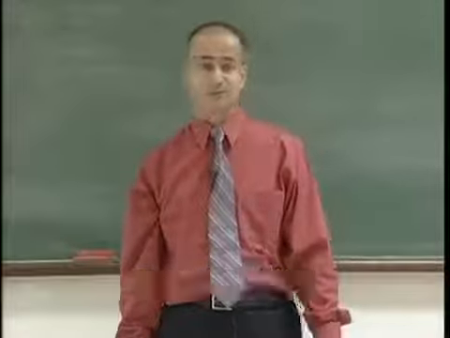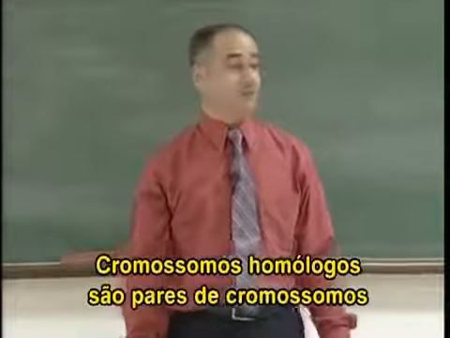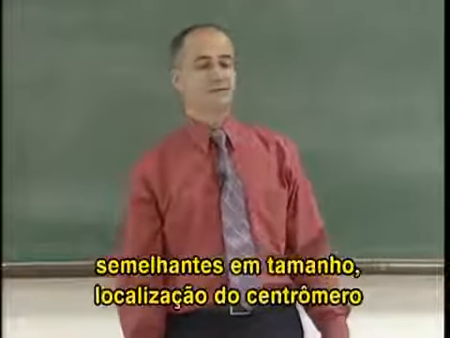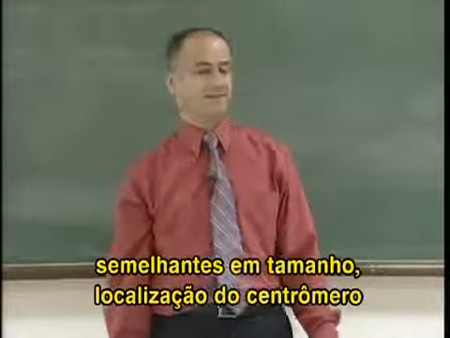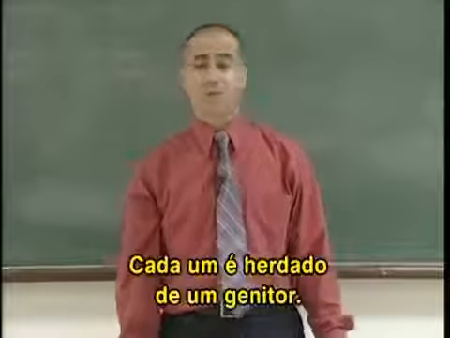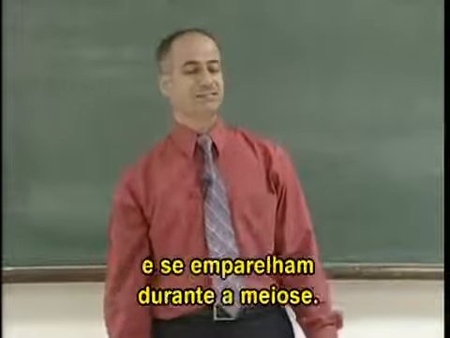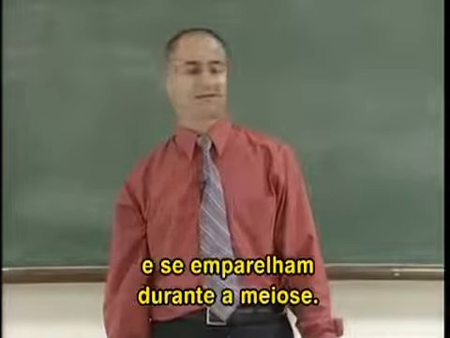To understand crossing over, we need to know what we mean by homologous chromosomes. Homologous chromosomes are chromosome pairs that are similar in length, centromere location, and gene position. One is inherited from each parent, and they have corresponding gene sequences, and they usually pair during meiosis.